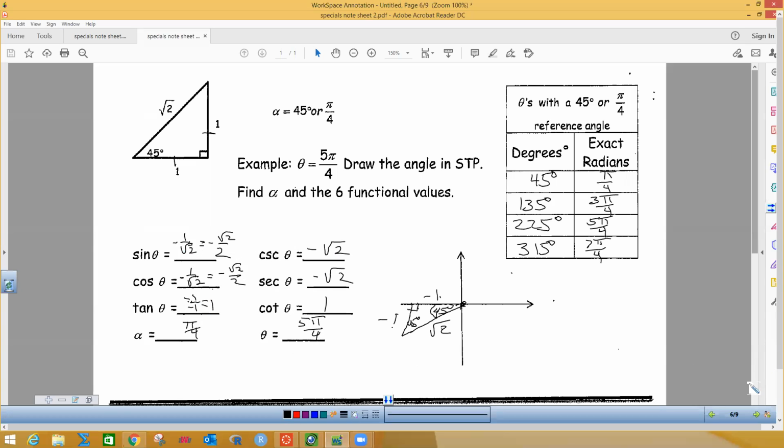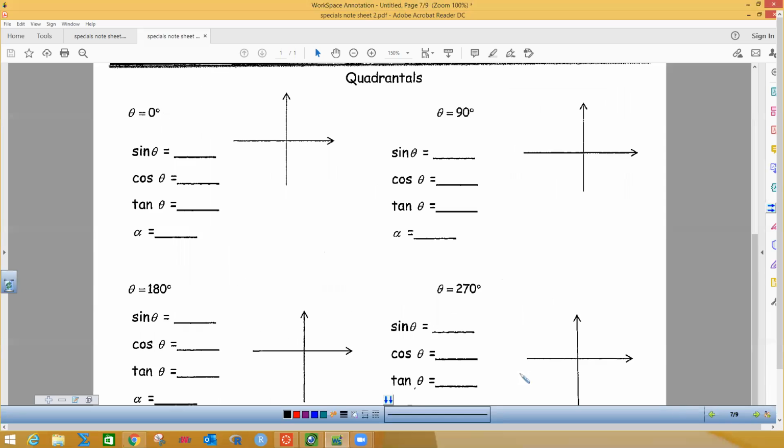And the last kind of angles we need to worry about are quadrantals. That means they are on the x-axis. So see, 0 degrees here is over here, and your x is 1, your y is 0, and your r is 1. This is where your x and your y over r and all that stuff come in to help you with these. So sine is y over r. So this is 0 over 1, which is 0. Cosine is adjacent, or x over 1, which is 1 over 1, which is 1. And then tangent is y over x, and 0 over 1 is 0.